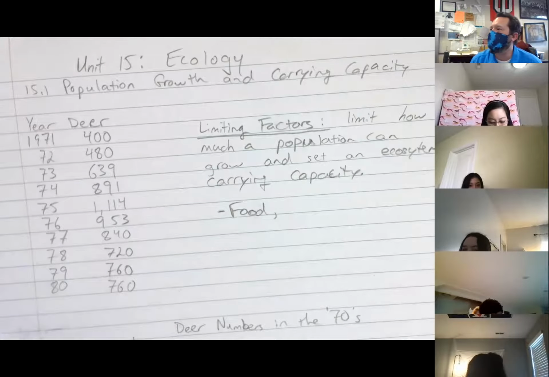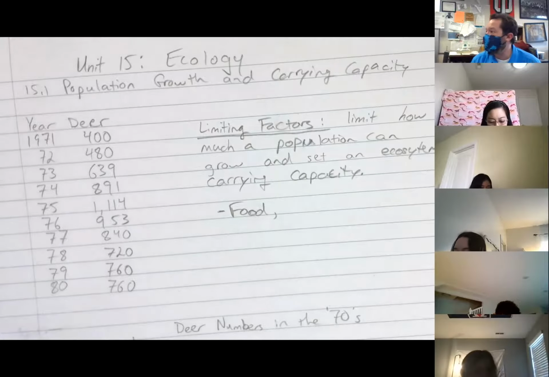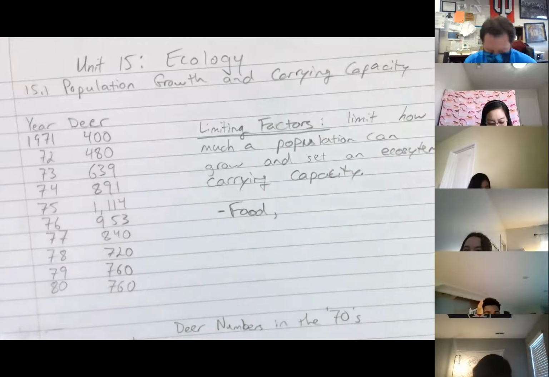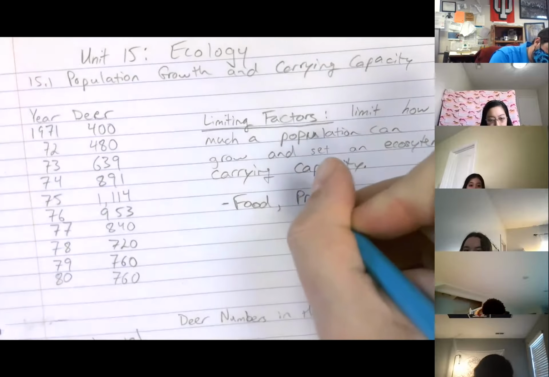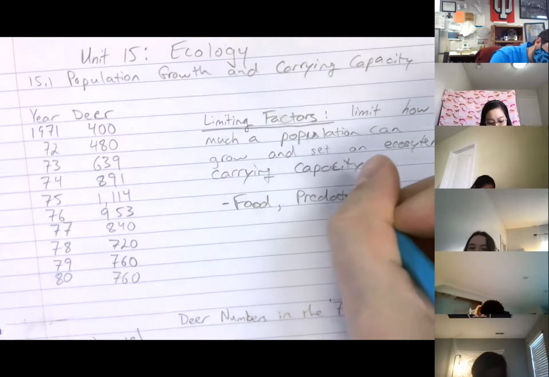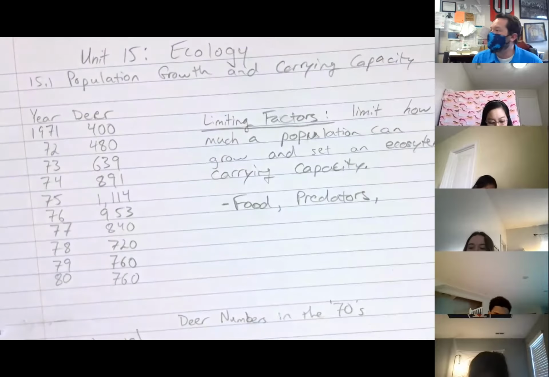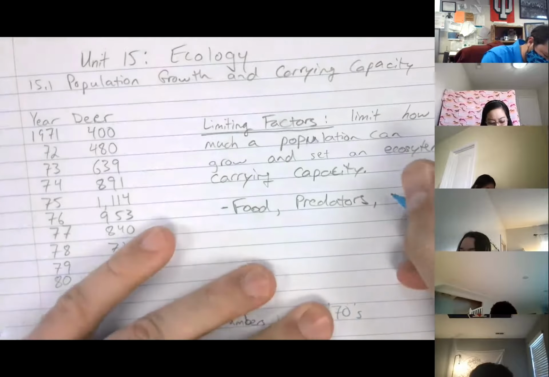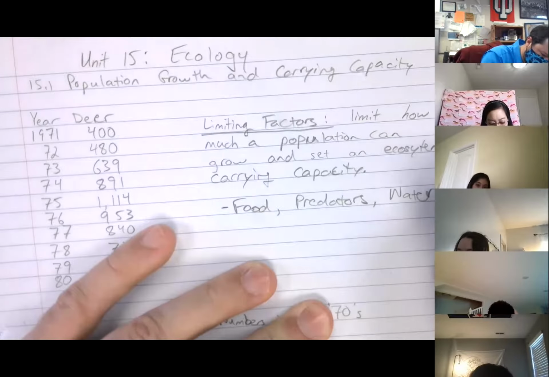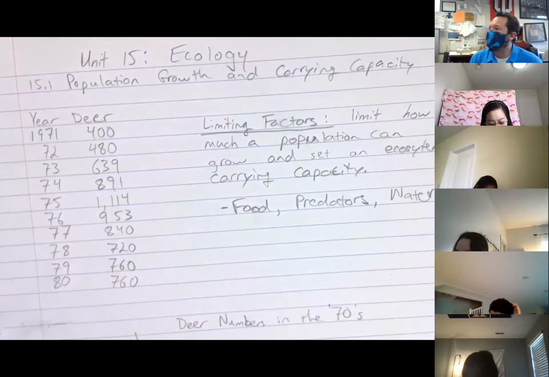Food is a limiting factor. There's only so much food on the island for the deer to eat. What else? Excellent, yeah. Predators. Predators can limit a population. What else? Water. Excellent. That's probably the biggest one. The amount of water. Excellent. Yep, another good one.